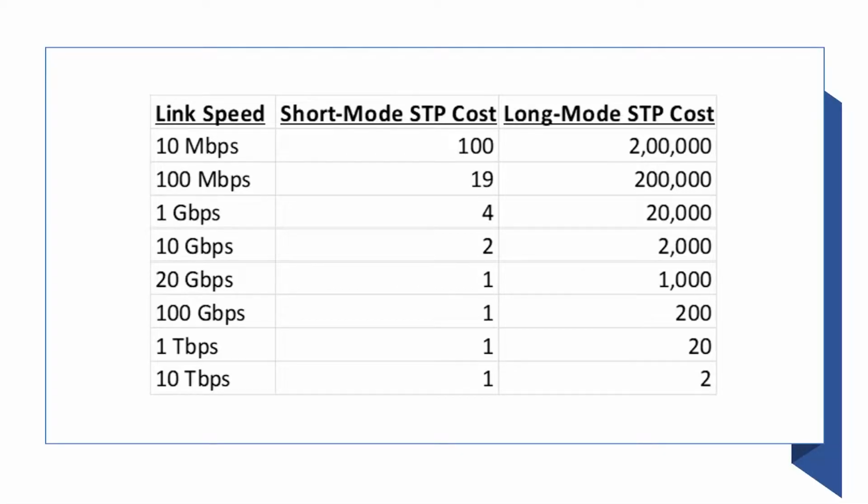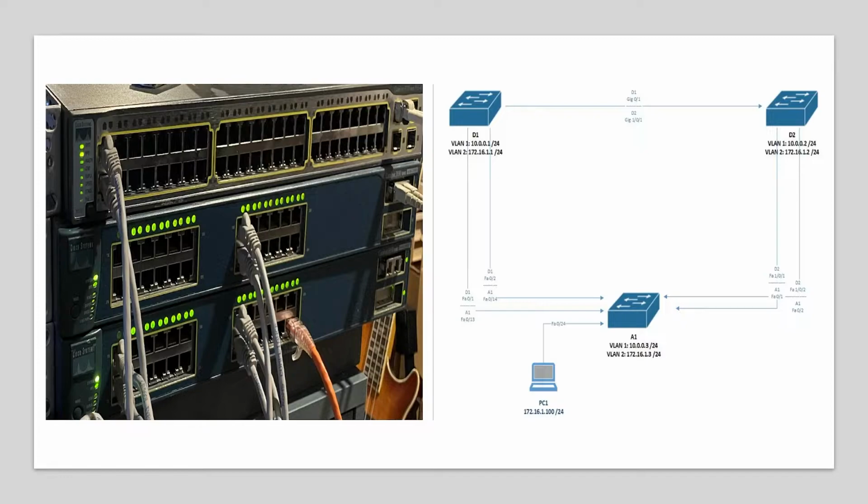STP uses a cost system for root path calculation. The cost is based on the link speed of the interface. The root path is determined based on the cumulative interface STP cost. We've covered the bases for the original specification of spanning tree. Now we can configure our lab equipment and implement spanning tree.